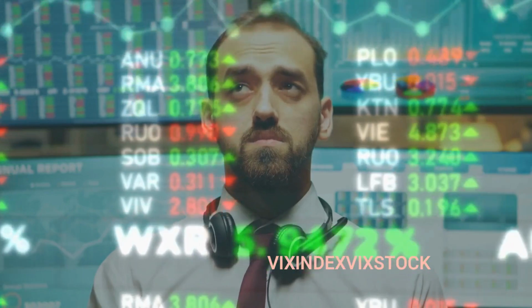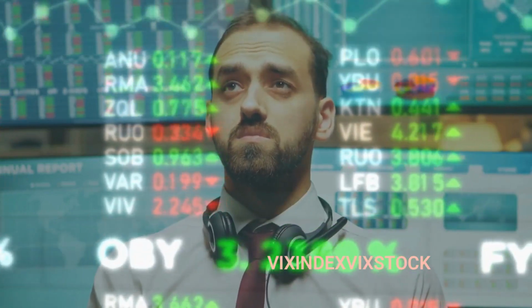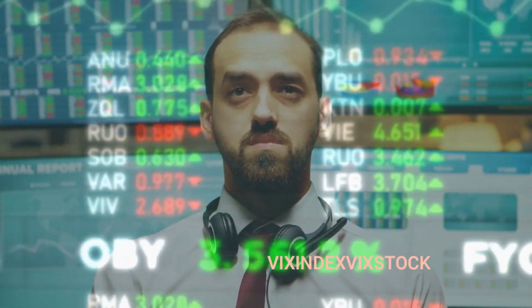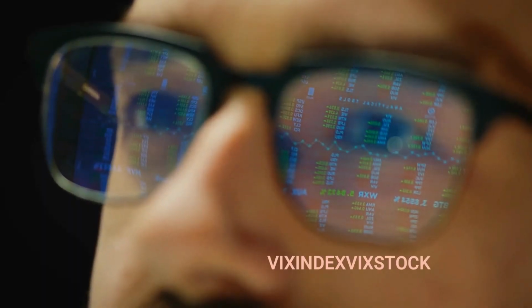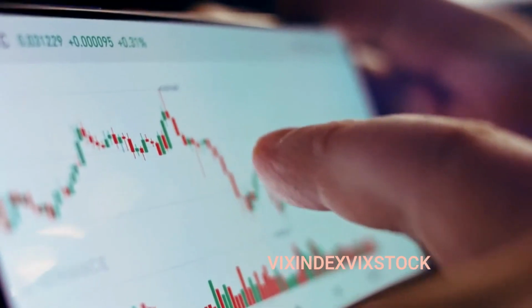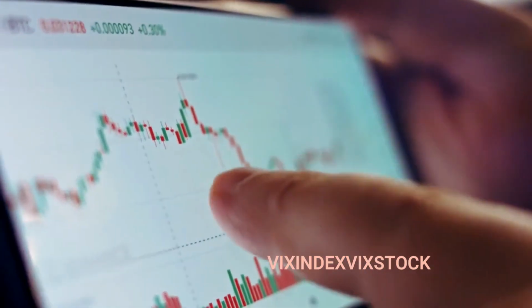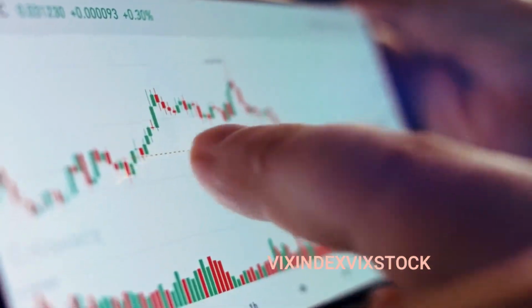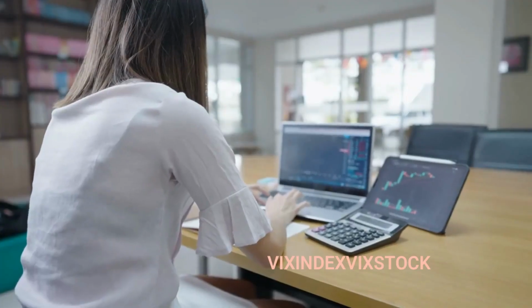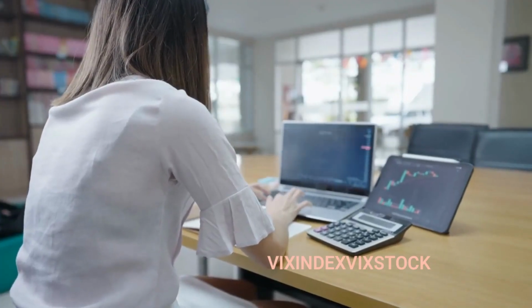2. Leverage, a double-edged sword. Leverage can be a powerful tool to amplify your profits, but it can also magnify your losses. Use leverage wisely and avoid overexposure to mitigate the risk of substantial financial setbacks. Remember to assess and understand the potential risks associated with leverage before incorporating it into your trading strategy.